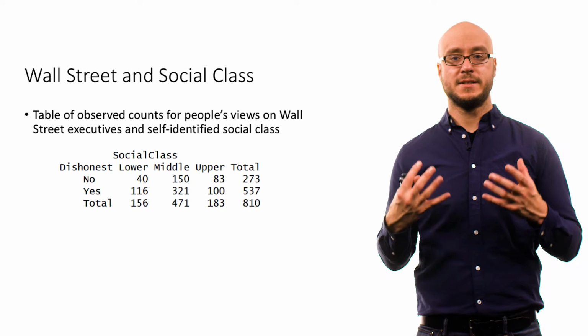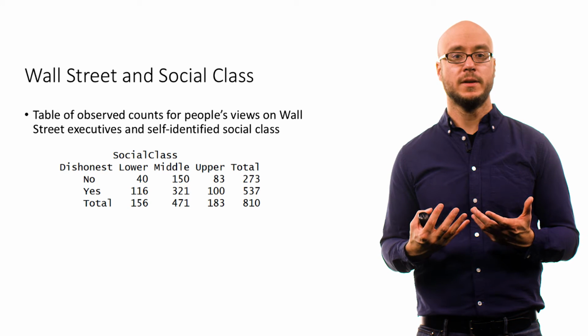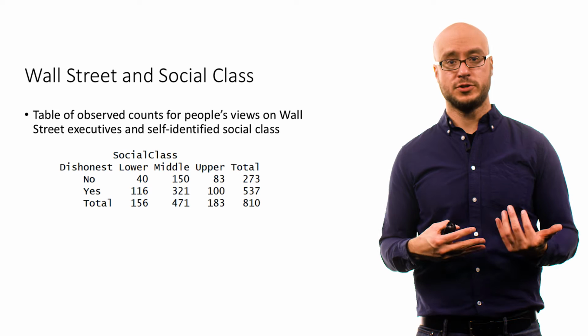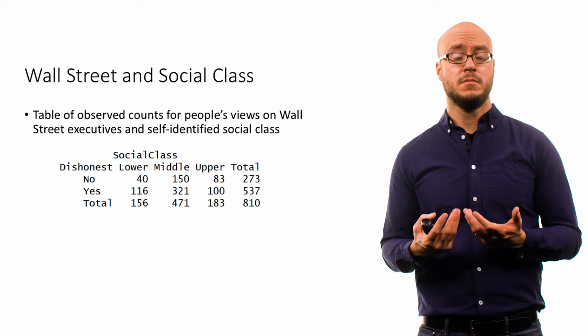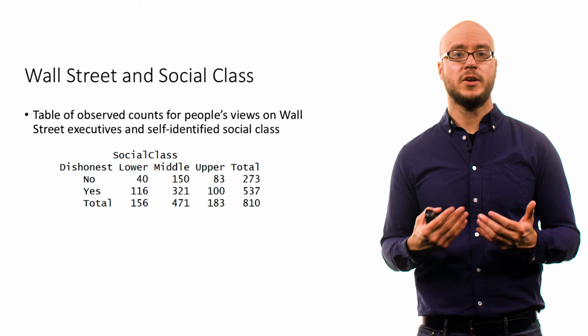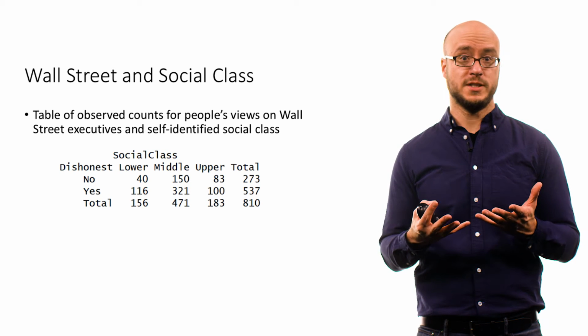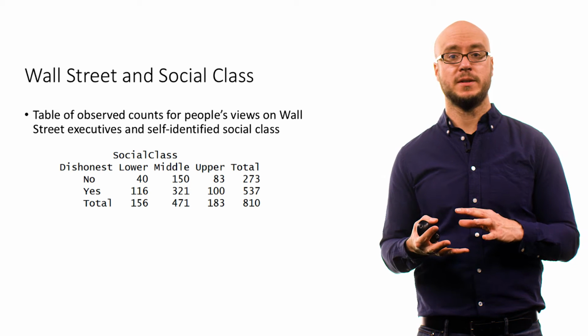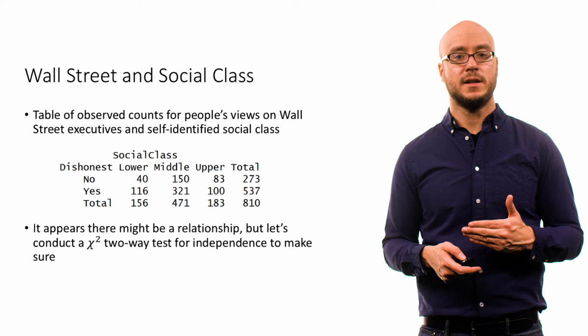So overall, we can see the sample size is 810. You can see 537 people in our data think that Wall Street executives are dishonest. 273 people think no, they're not dishonest. And then we can see that most people identify as middle class, so 471 people. 183 people identify as upper class, and 156 people identify as lower class.